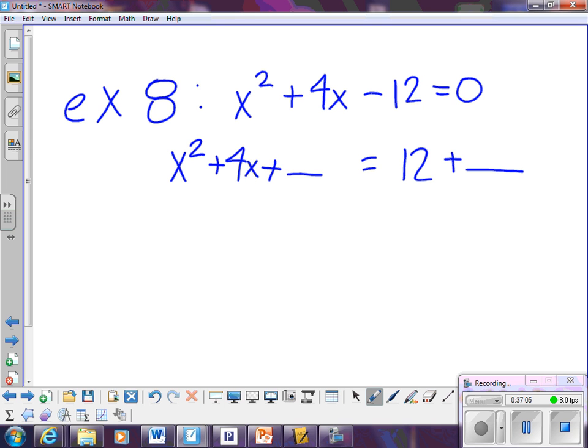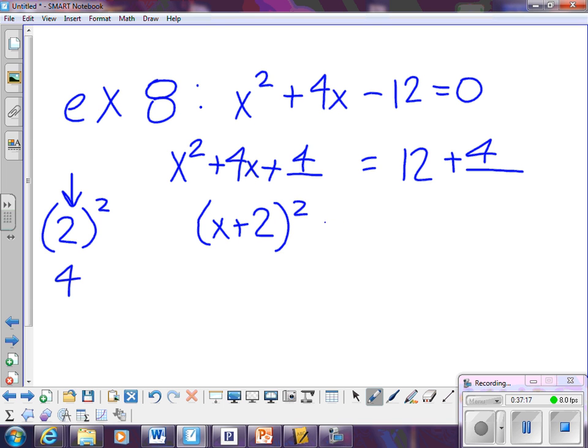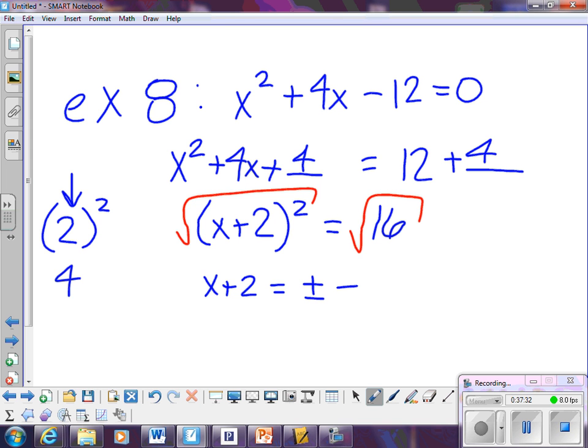Okay. Half of 4 is 2. So that's what goes in my parentheses. 2 squared, though, is 4. So that's what goes in my blank. Right? So I get x plus 2 squared equals 12 plus 4, 16. Okay? Now what? Square root it. So I get x plus 2 equals square root of 16, plus or minus 4.